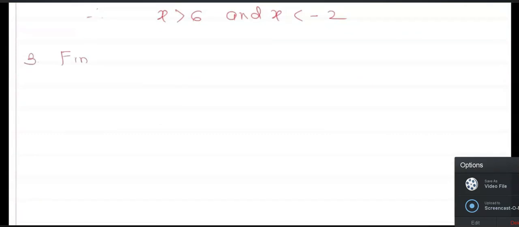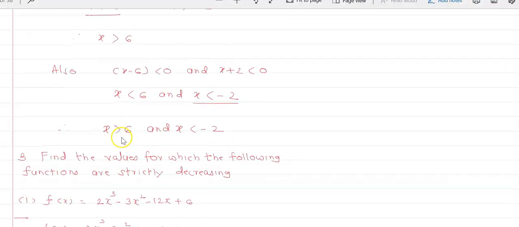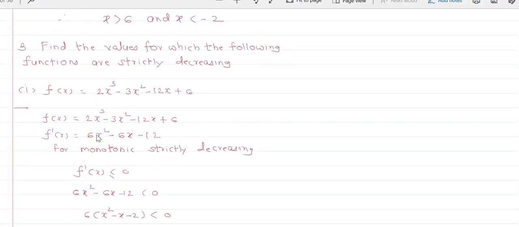Now again, let's see this here. Find the values for which the following functions are strictly decreasing. Then it is less than 0.